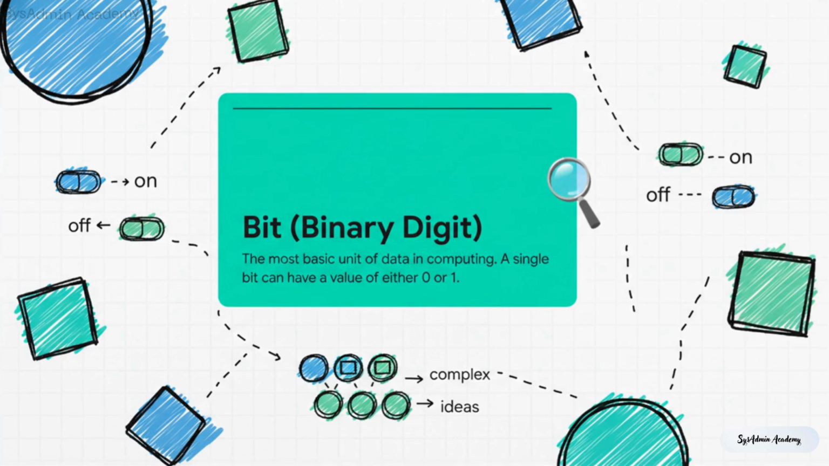Right, so let's start with the smallest possible piece, the bit. It's short for binary digit, and you can just think of it as a tiny light switch. It can be on, which we call a 1, or it can be off, which we call a 0. Now, one bit by itself, not super useful, right? But when you start stringing them together, that's when the magic happens. You can start representing way more complex stuff.